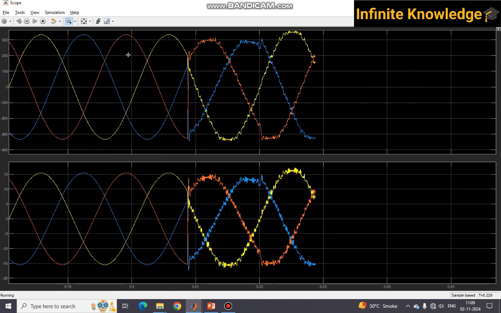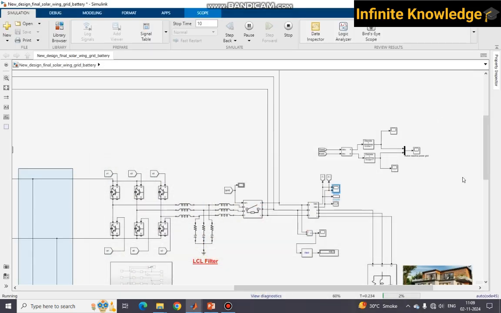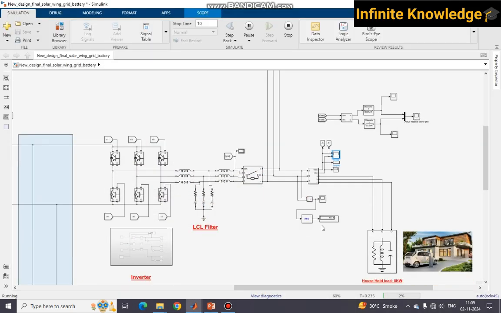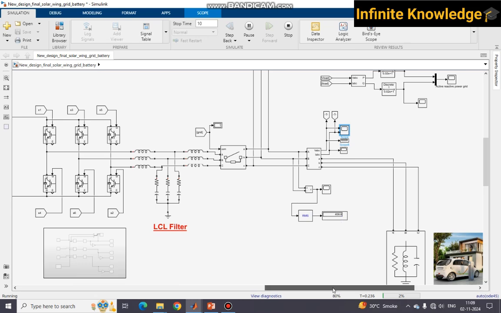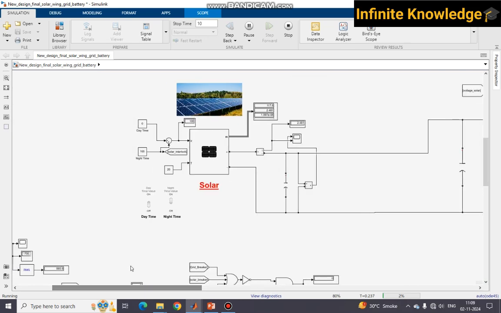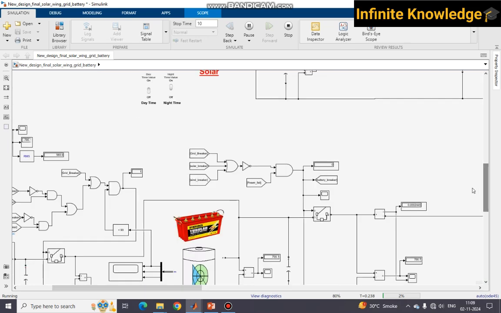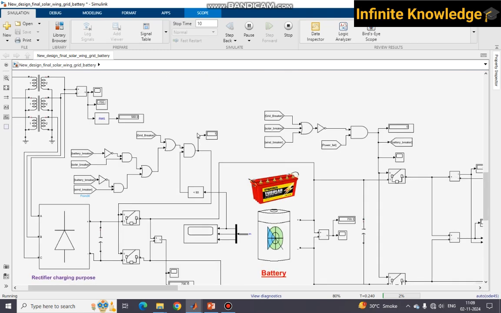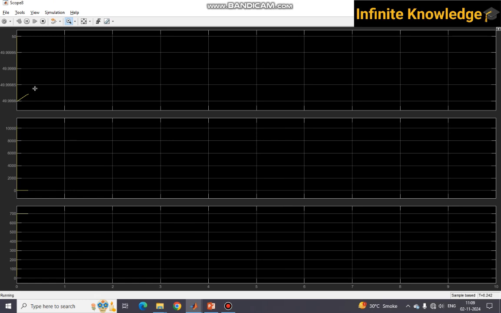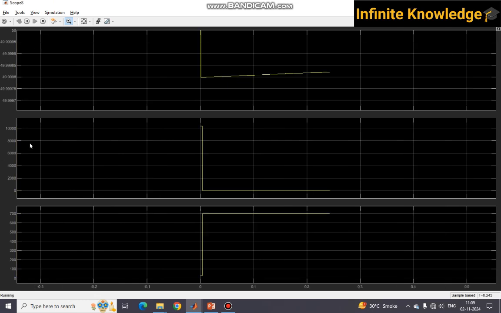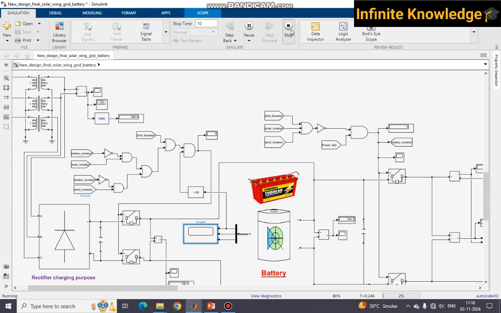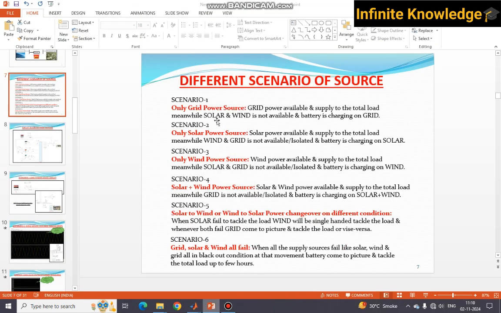You can see a transfer from the grid to wind, a very clear transition from the grid to wind. And now wind is feeding power to our load. It's nearly 408 volts that we are getting here. And my battery is also charging, not only on the grid, but on wind also. You can see the notch is on the upper side, which indicates the battery is charging. So the third scenario is also completed.